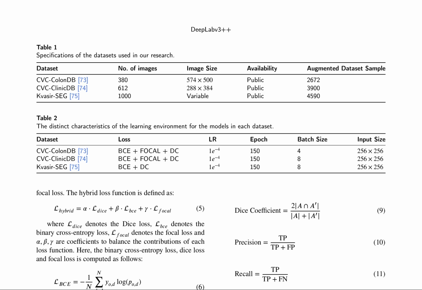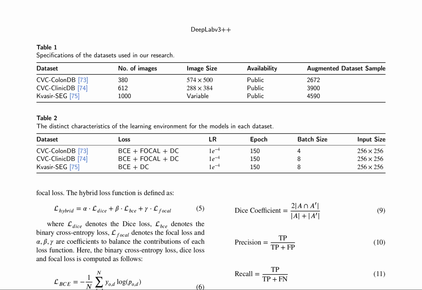The research draws on 3 datasets, CVC-ColonDB, CVC-ClinicDB, and Kvasir-SEG, each with distinct characteristics and specifications outlined in tables 1 and 2. To optimize polyp segmentation, the authors employ a hybrid loss function that combines binary cross-entropy loss, dice loss, and focal loss, as defined in equation 5. This approach allows for balancing the contributions of each loss function using coefficients alpha, beta, and gamma.